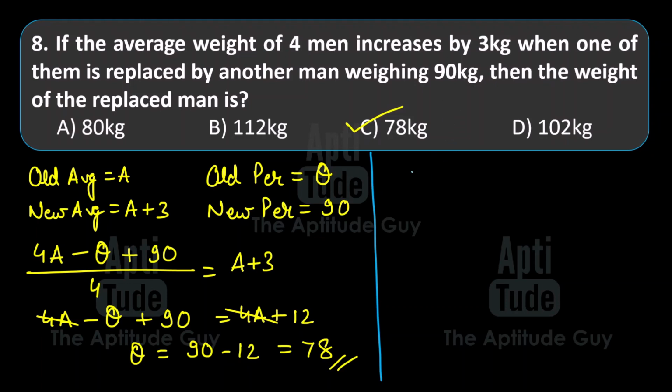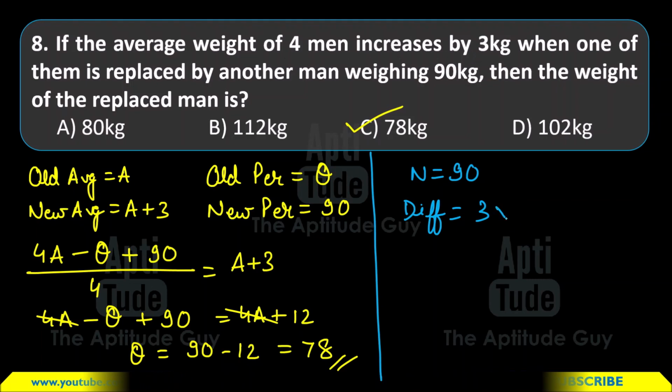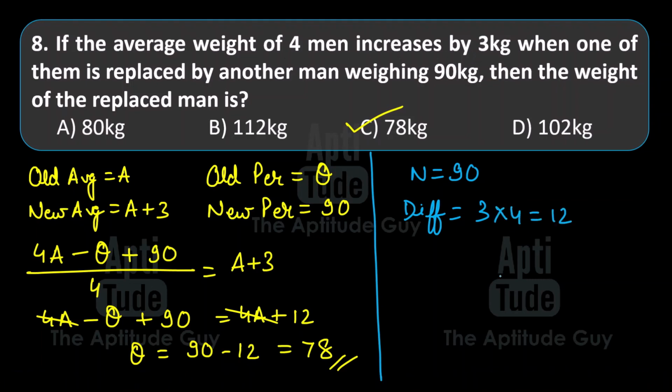Who is given over here? The new person is given. New person is given 90 kgs. Okay. Again, what is the difference between the new and the old person? Difference between the average is 3. Right now, you don't have to think about increases or decreases. Okay. Difference is 3. And how many people? 4 people. So 3 into 4, that is equal to 12. So now again you have a choice. The old person is either 90 plus 12 or 90 minus 12.